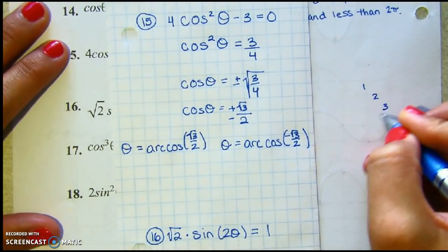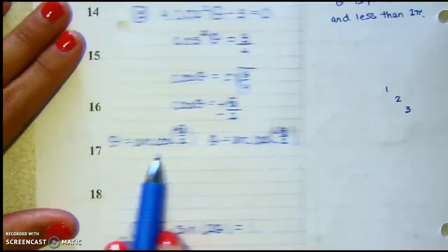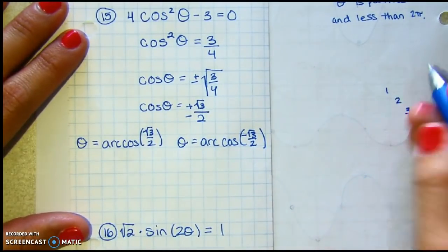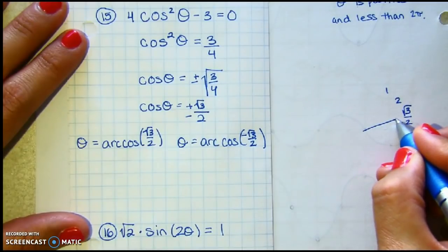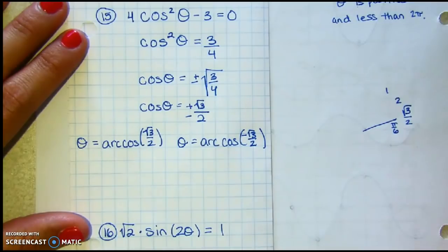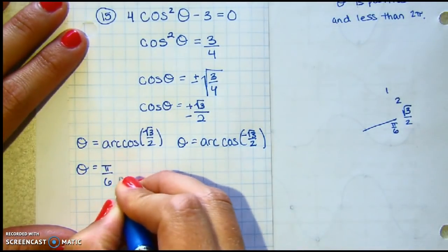Okay, I only need the x value. Sorry, cosine is what value on the unit circle? Cosine is the x value. So this is x, x, x. And now that I know that I'm here, I have my x value, and I know this is the little angle pi over 6. Okay? So this theta is equal to pi over 6.